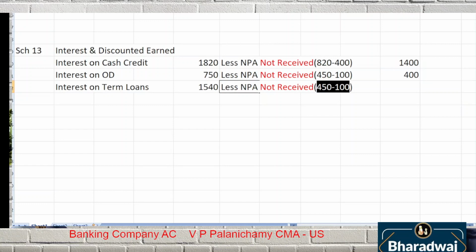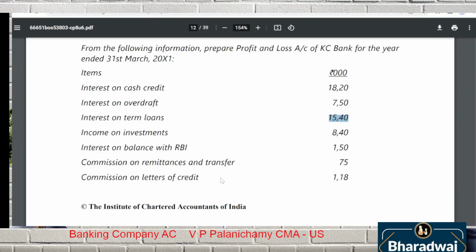Earned minus collected will give us the not received amount. Out of 750, 250 is collected. Balance 500 cannot be recognized. So 1040. You add up, you will get the answer for schedule number 13. Add up all these things, you get the answer for schedule number 13.